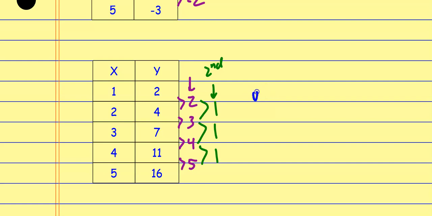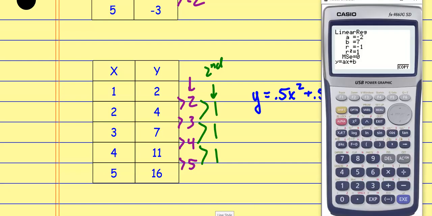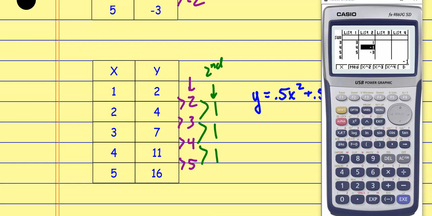So my equation is y equals 0.5x squared plus 0.5x plus 1. And that's it. See, the calculator does all the work for me. The Casio folks, same thing. If you hit exit, it'll bring you back to this guy.